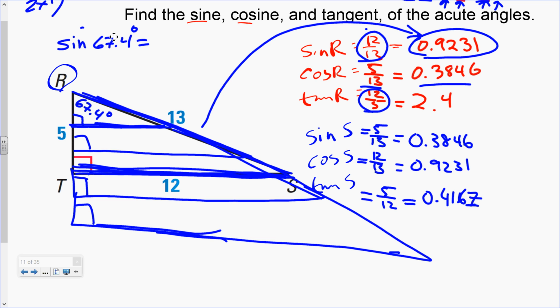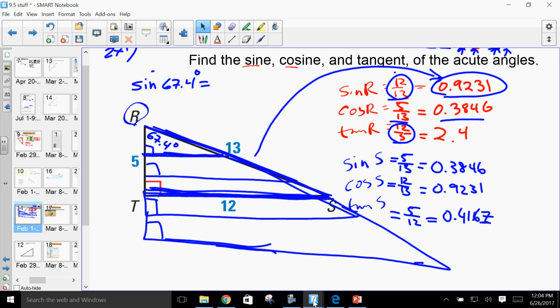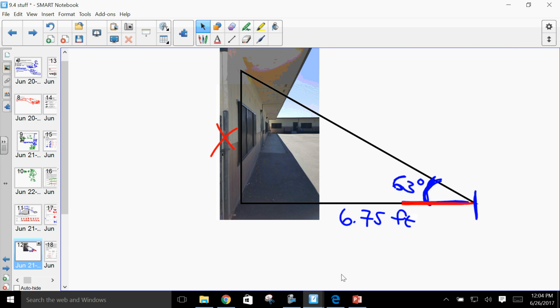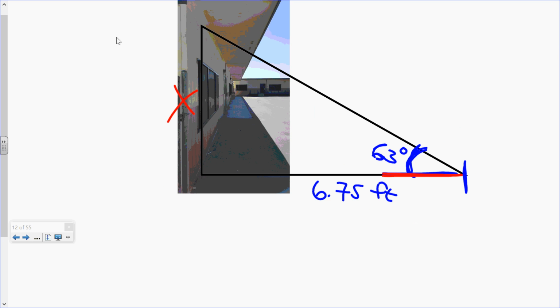Now, how is that going to help us solve for the height of the building? Watch this now. The angle we're dealing with now is 63 degrees. Remember my clinometer, my app? I got 63 degrees. If I type in now, watch this. Look at my calculator now.